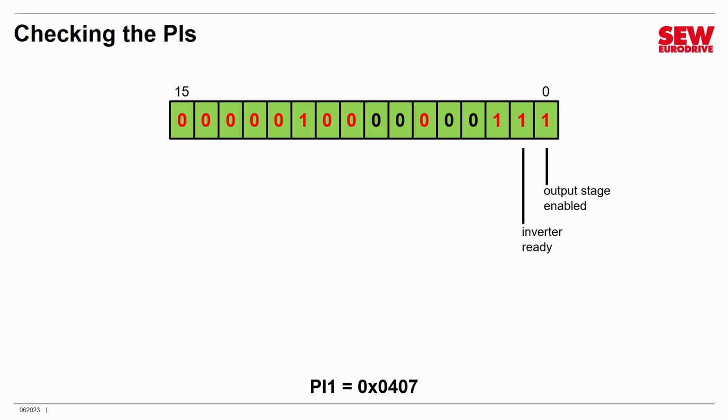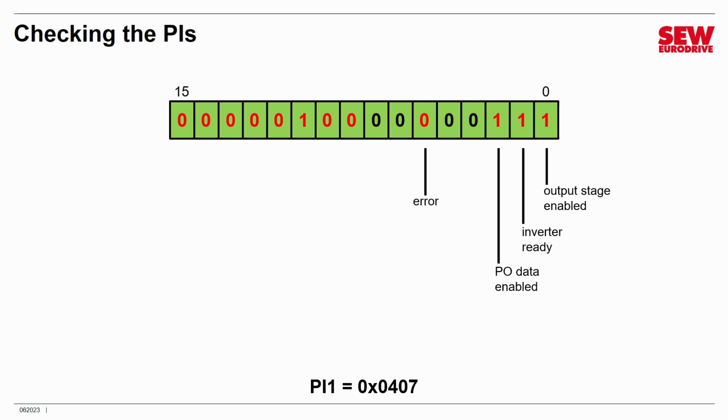Bit 1 is inverter ready. That is also a 1, so that's true. The MOVIMOT was clearly ready since it was operating. Bit 2 is PO data enabled. That is also true, and of course we know that's true because the VFD was responding to PO commands that we sent it.